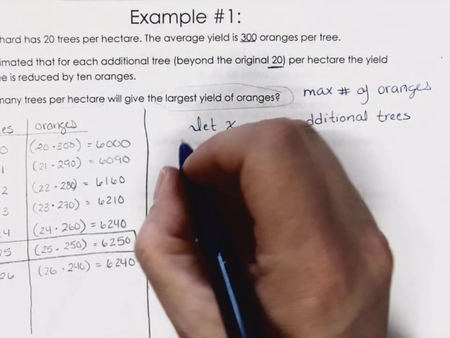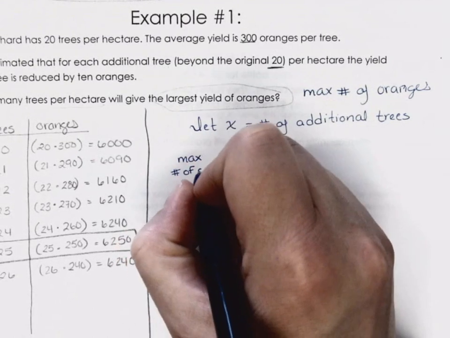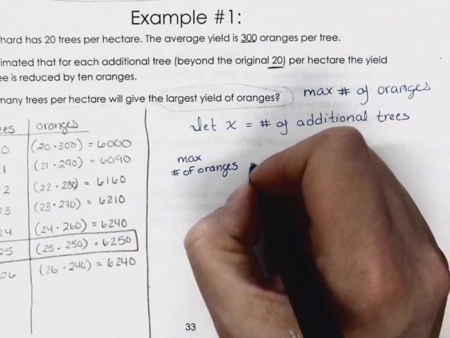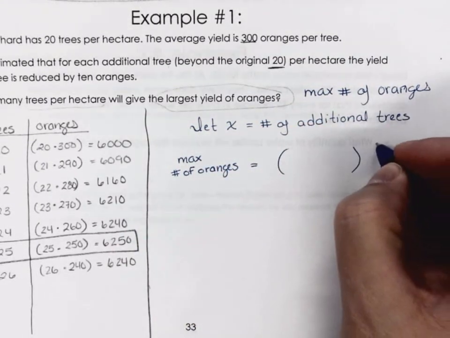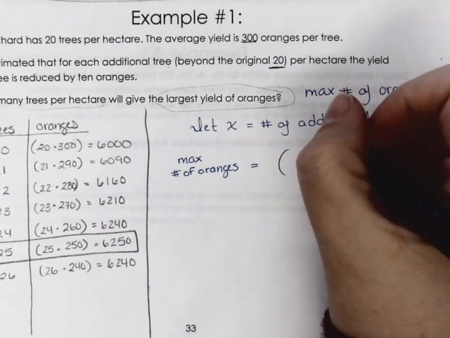Okay. So we want the max number of oranges. It's going to equal something and something. Do you like that? You're going to create two binomials, the something and somethings. Okay, one's going to talk about your trees, and one's going to talk about your oranges, because those are the two things we're looking at.